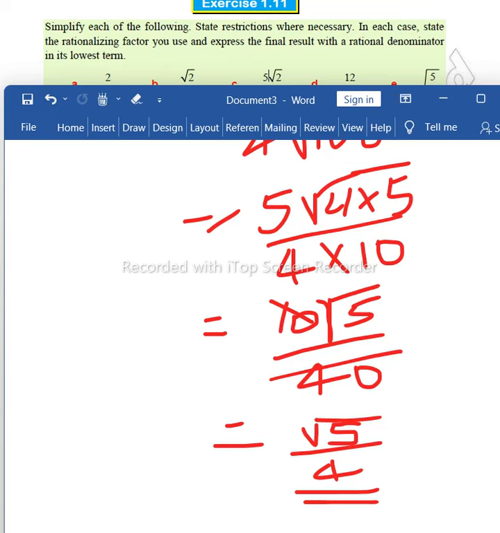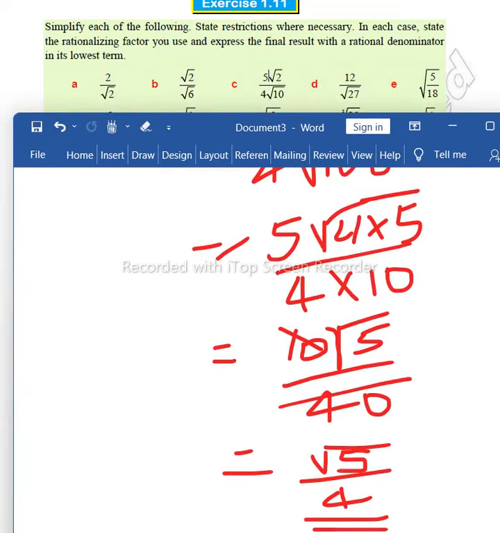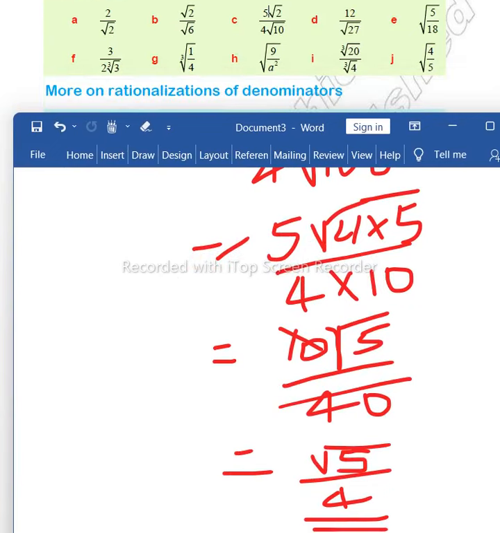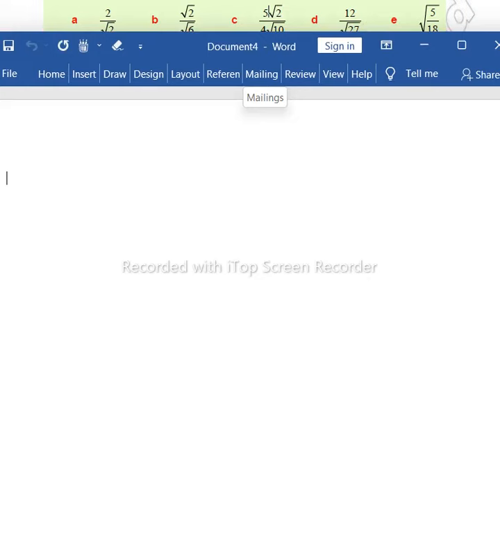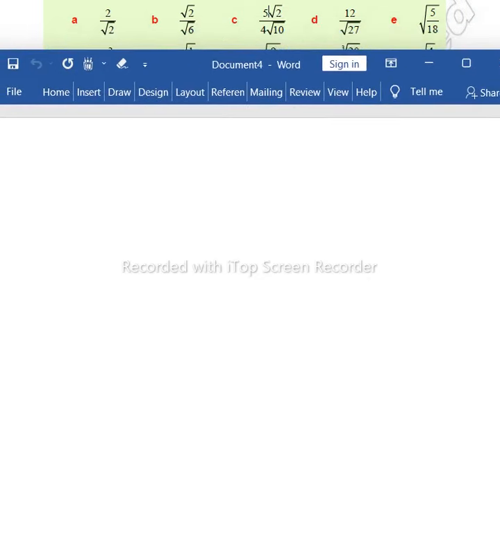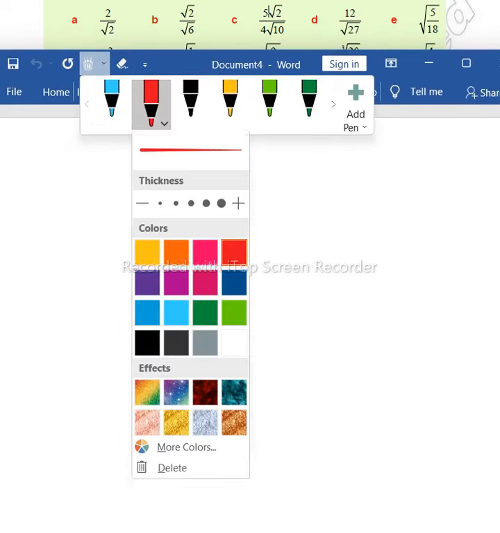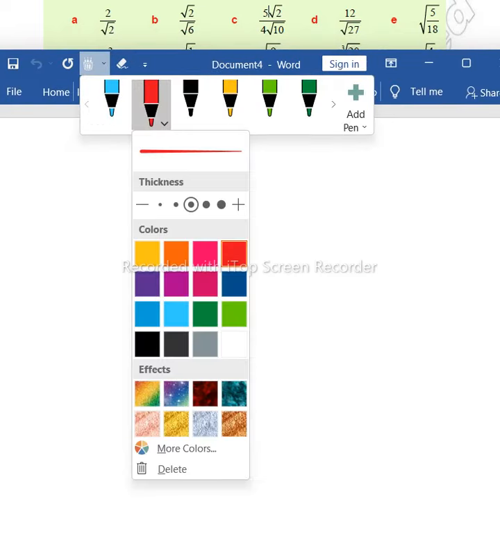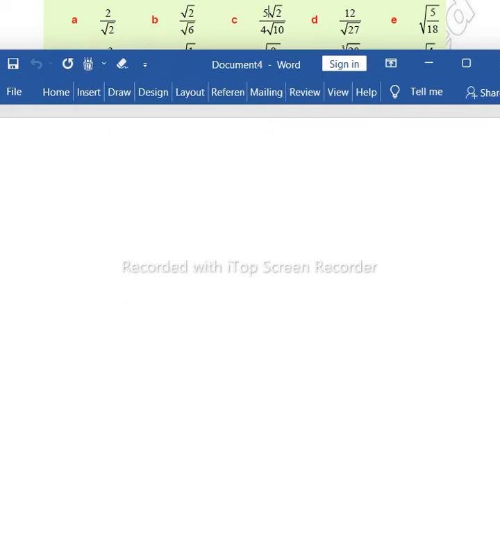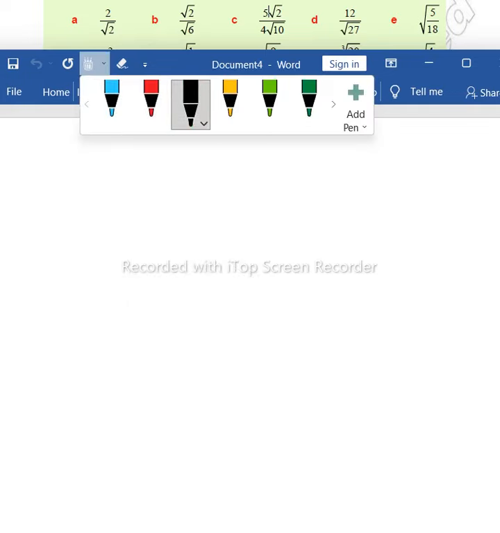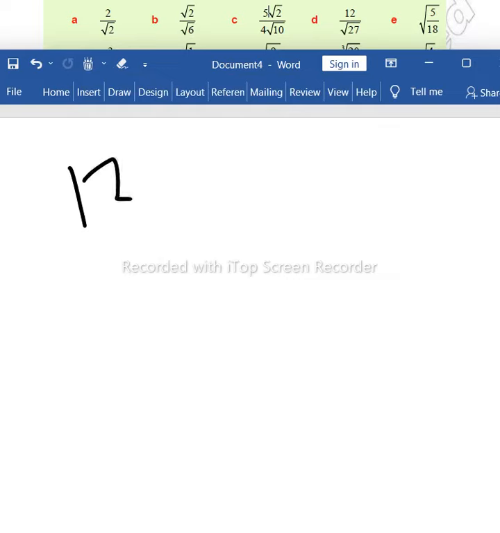We will do letter D. Let us check the letter D question. The question under D is, we are given 12 over the square root of 27.